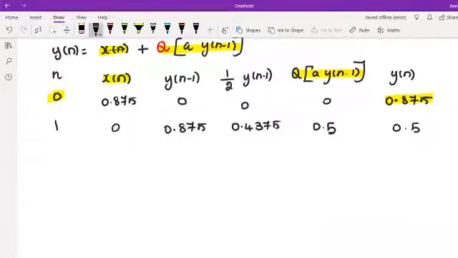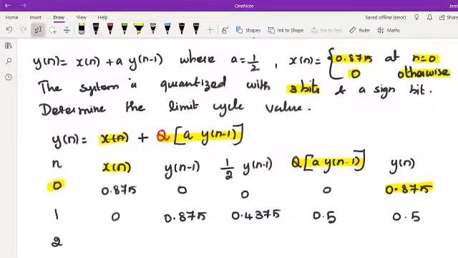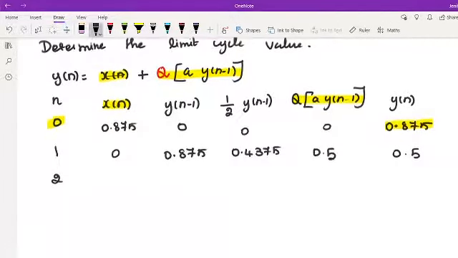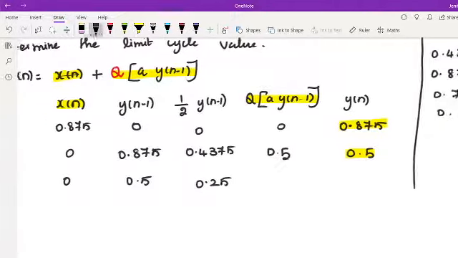So now for the next duration, 2. This value is x of 2. We already know that x of n value is 0.875 only at n is equal to 0, 0 otherwise. So I am going to apply 0 here. Now y of 2 minus 1, that is y of 1. For 1, y of n, that is y of 1, value is 0.5. I am going to apply that here. So 0.5, you are going to multiply that with 1 by 2. So 0.25. Now we are going to perform this quantization.